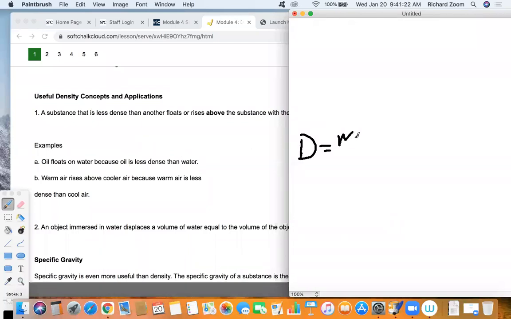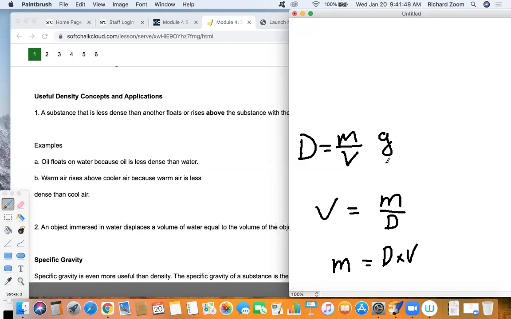So density is mass divided by volume. And that means that volume is mass divided by density. And we also know that mass is density times volume. So the definition of density is grams over milliliters or cubic centimeters.